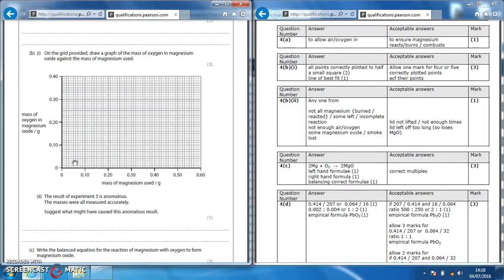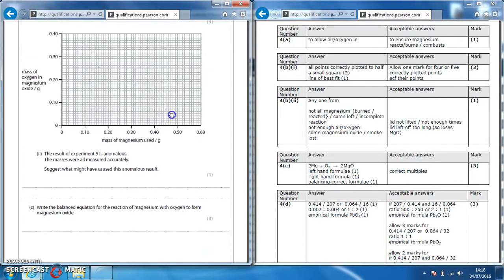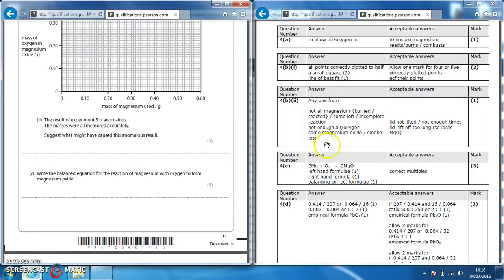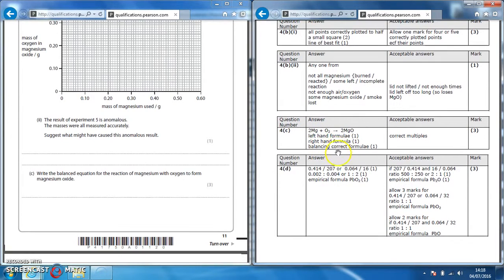When you get that one that stands out, part 2 is asking, right, why is that not on my perfect line of best fit with an absolute straight line? Reason could be maybe for any reason why the reaction might not have gone to completion. So maybe the reaction hasn't finished, or there's some magnesium left unreacted. Maybe you lifted the lid off and it set on fire and all the smoke came pouring out, so some of the molecules escaped into the air. Maybe there wasn't enough oxygen around to do it, as long as you're saying any particular reason why the reaction might not have finished.